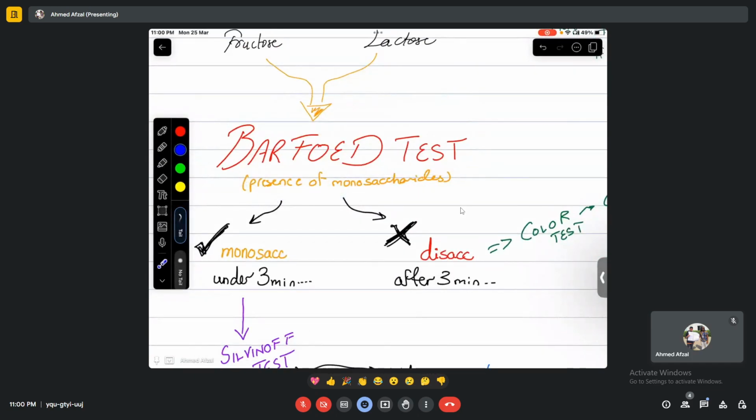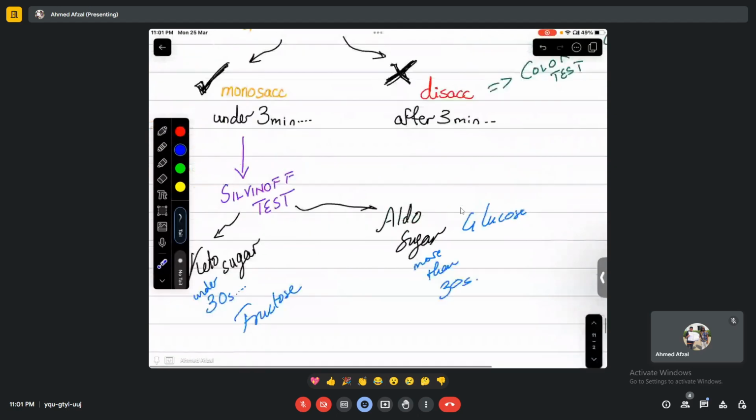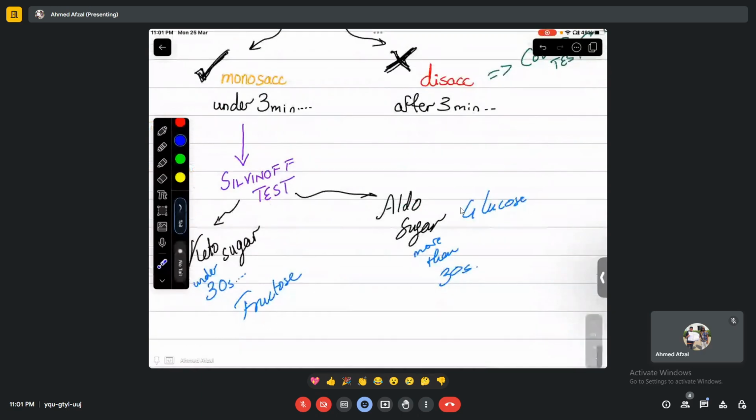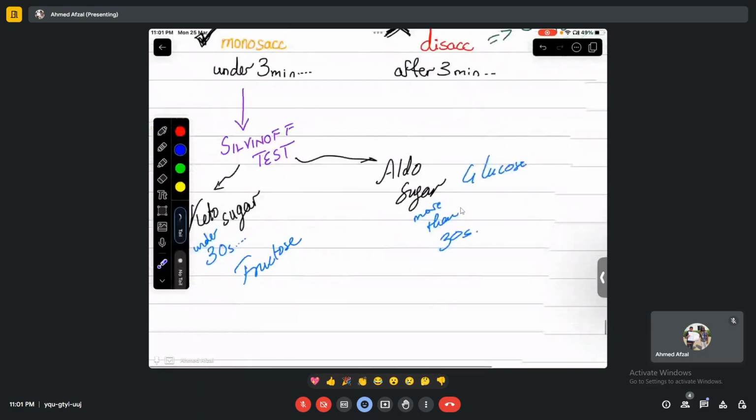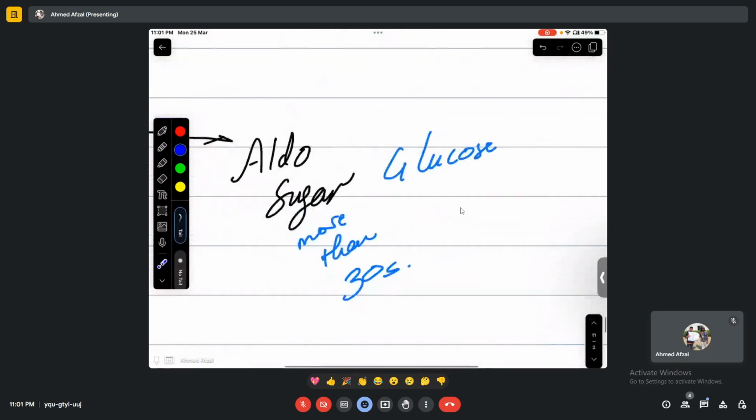If the test is positive within 3 minutes, then that indicates the presence of monosaccharides. If the test is negative or it takes more than 3 minutes for the color to change, then that means that the solution contains reducing disaccharides. Going back to the positive side, if the Barfoed test was positive, then we would move on to conduct a Seliwanoff's test, which basically tests for keto sugar. Positive would be keto sugar, and a negative Seliwanoff test would be an aldose sugar.